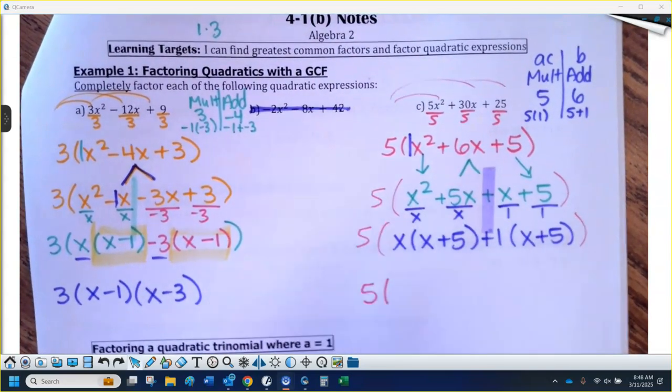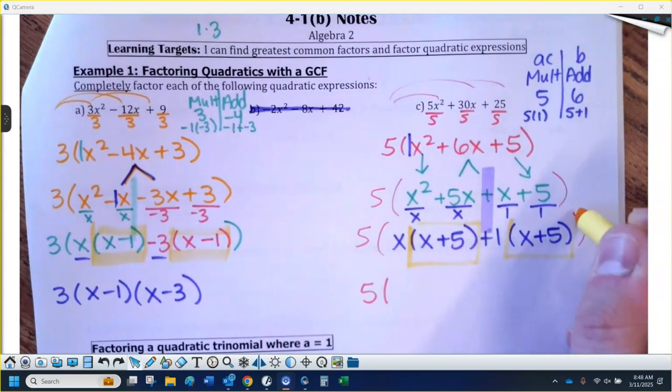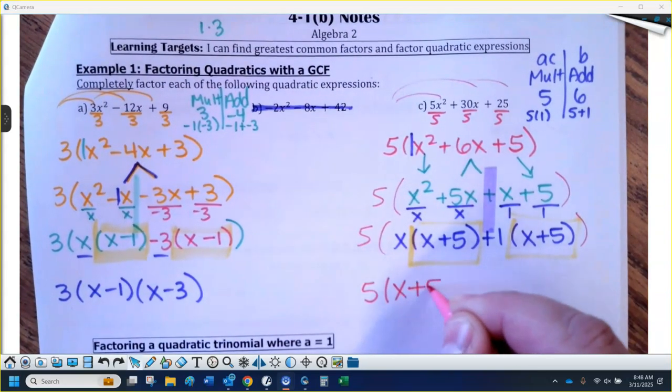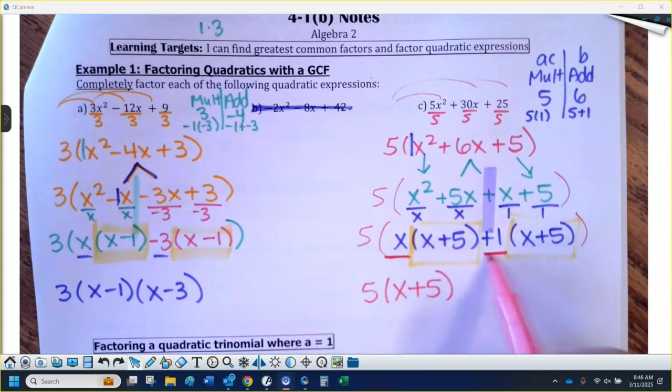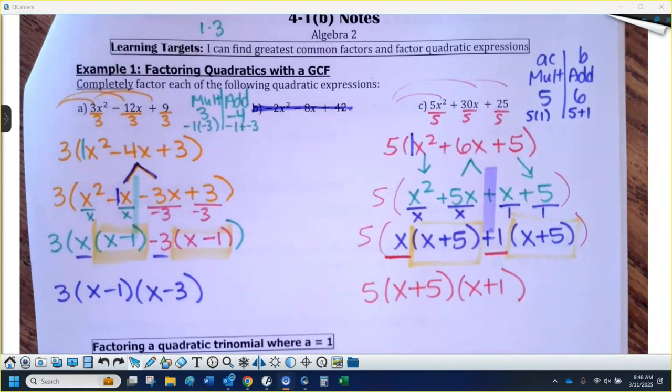Okay, so my final answer then, we would have the 5 that we factored out in front. One of the factors, as you can see, the little parentheses that match here, you got your x plus 5, your x plus 5. So one of them is x plus 5. The other one is just whatever you pulled out. You have an x and you have a plus 1. So the other one is x plus 1. And that would be that one. Is anybody having a question?